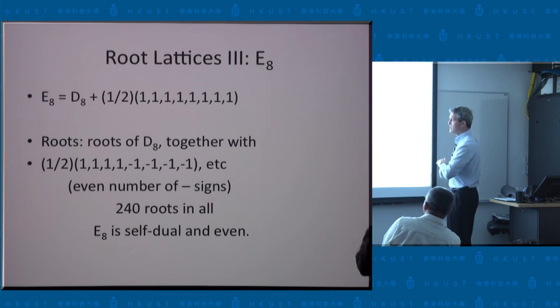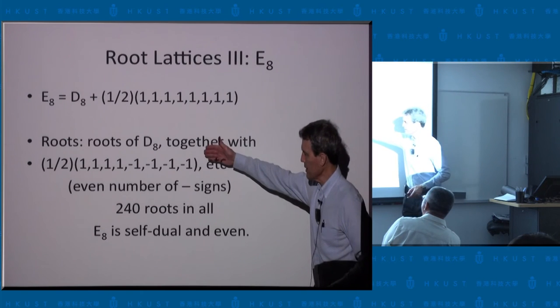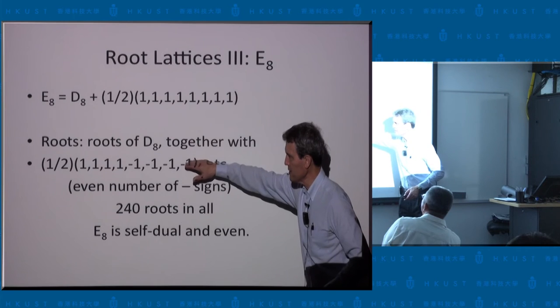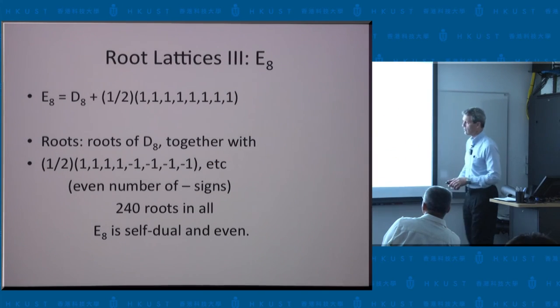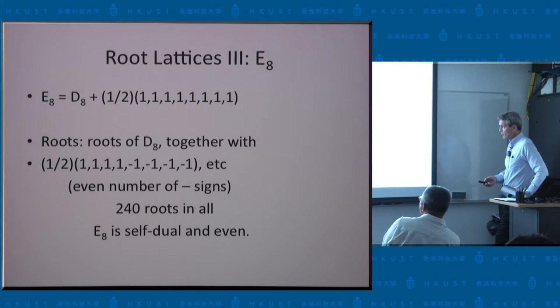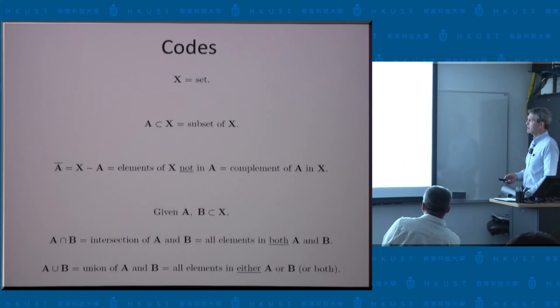And if you change an even number of signs at a time, altogether you can get 216 of these guys and 24 of those guys for 240 roots in all. So E8 has 240 roots, and you can construct it directly from D8.